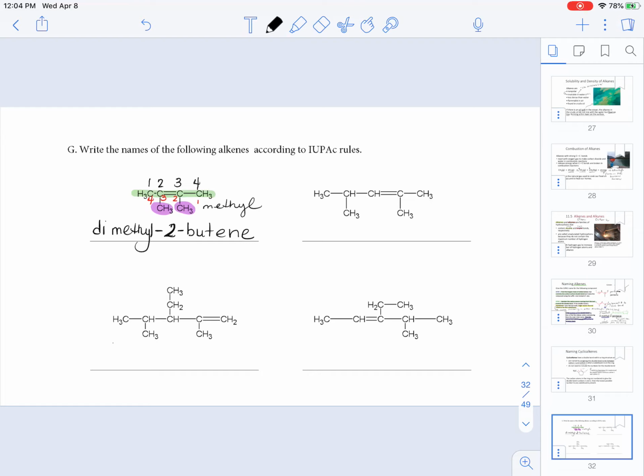Preceding the dimethyl, we need to give the location of the methyl groups. One is on carbon 2, the other one is on carbon 3. And remember that numbers and words are divided by a dash.